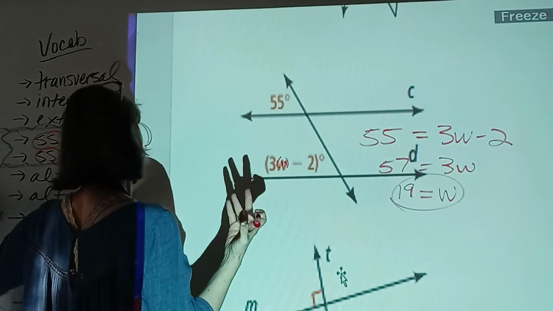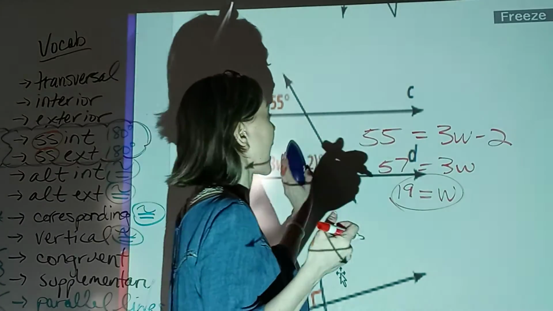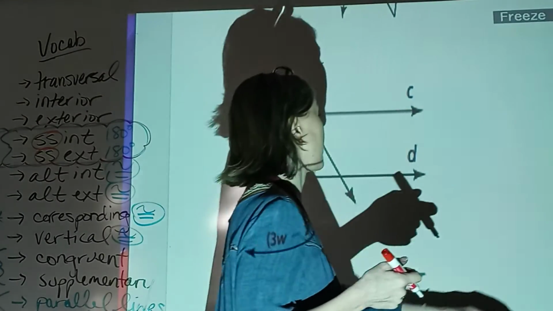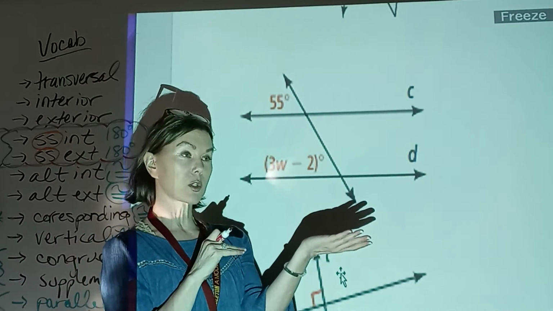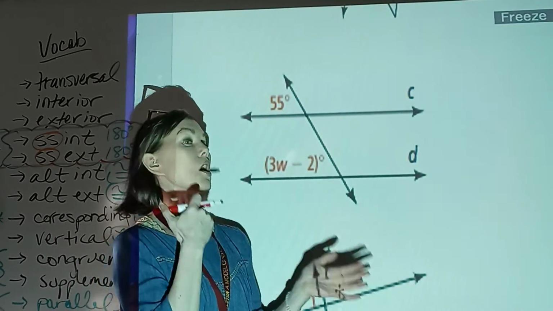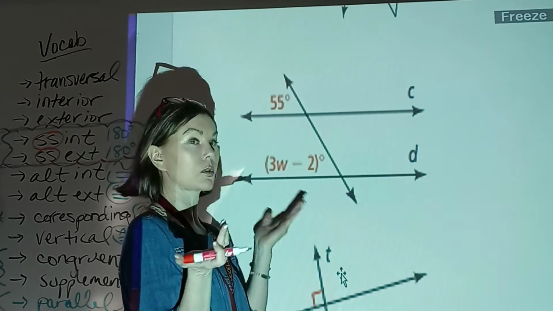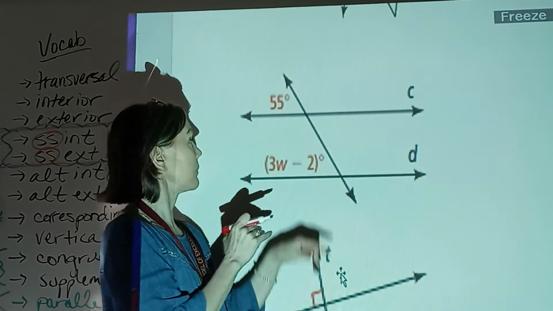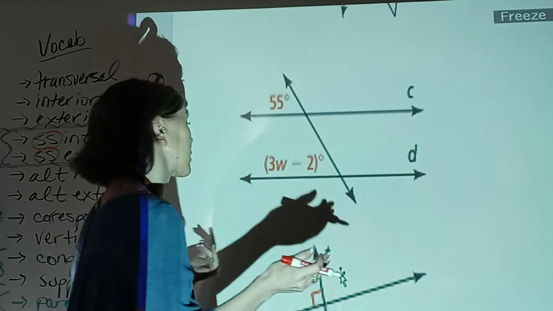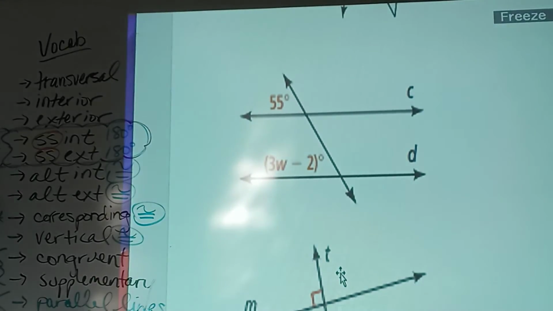Okay, so with the algebra component that we're adding, you know that because all of these angles are either supplementary, which means they add up to 180 degrees, or congruent, you set them equal to each other. So you're either going to add them together and set it equal to 180, or set them equal to each other to solve for the variable. Okay, let's do one last example.